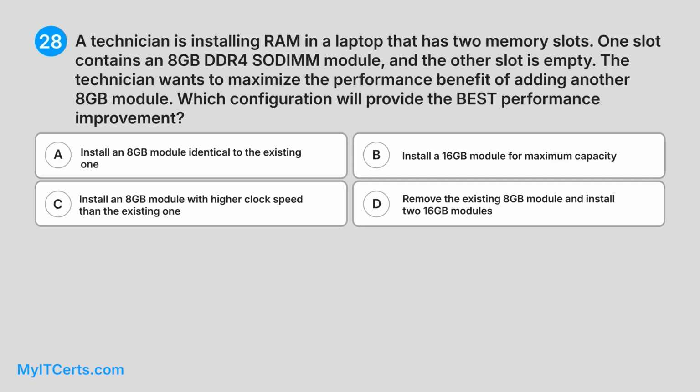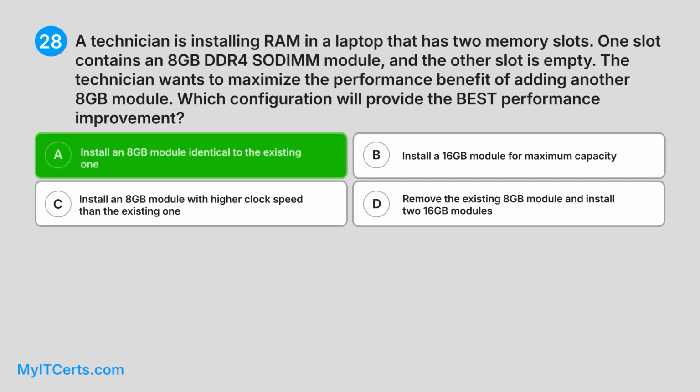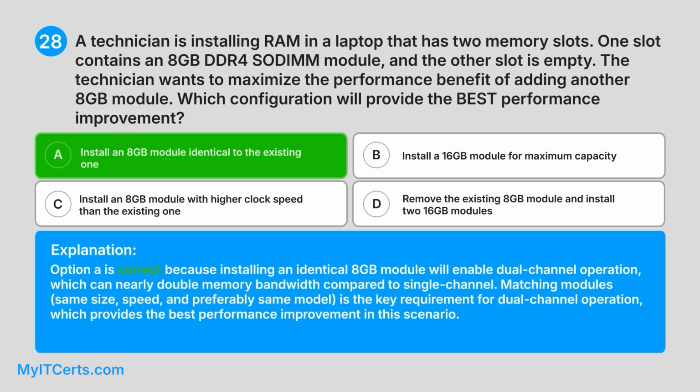Correct answer. A. Install an 8 GB module identical to the existing one. Explanation. Option A is correct because installing an identical 8 GB module will enable dual-channel operation, which can nearly double memory bandwidth compared to single-channel. Matching modules, same size, tier speed, and preferably same model, is the key requirement for dual-channel operation, which provides the best performance improvement in this scenario.